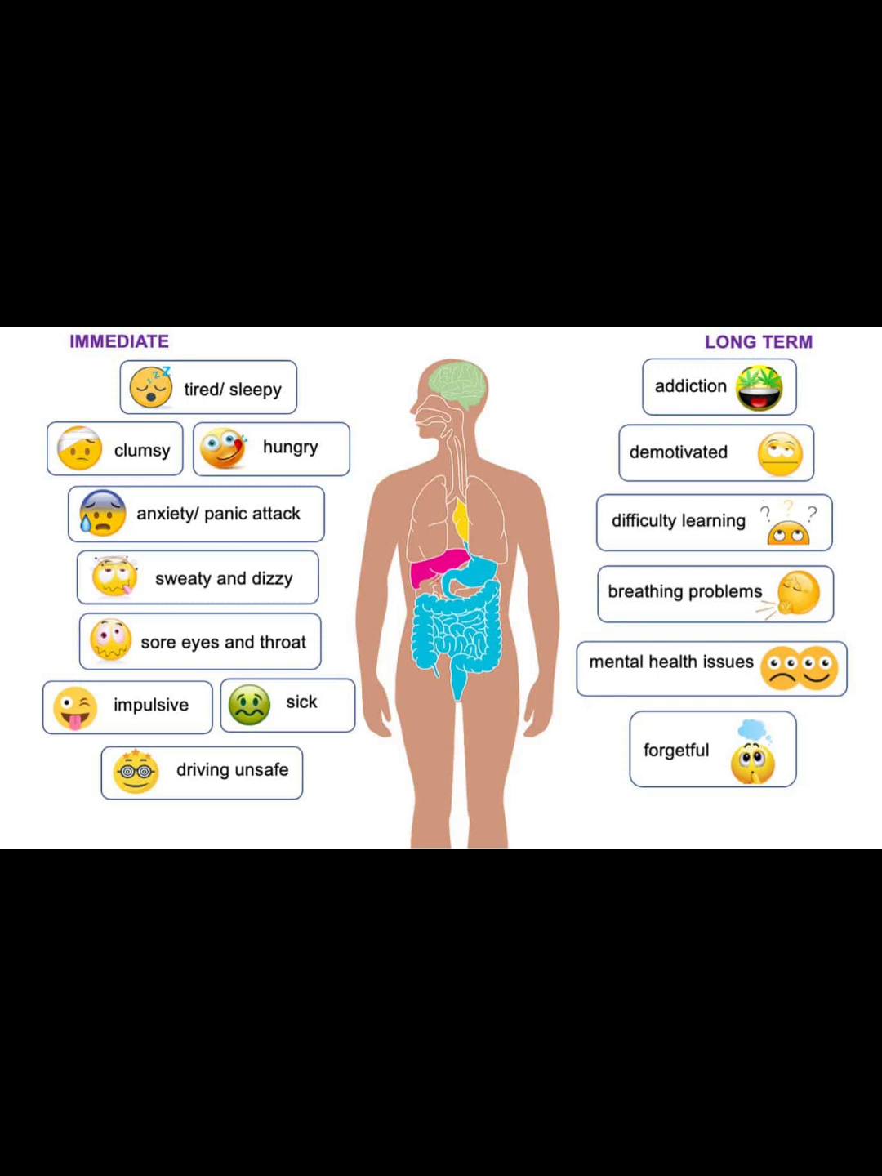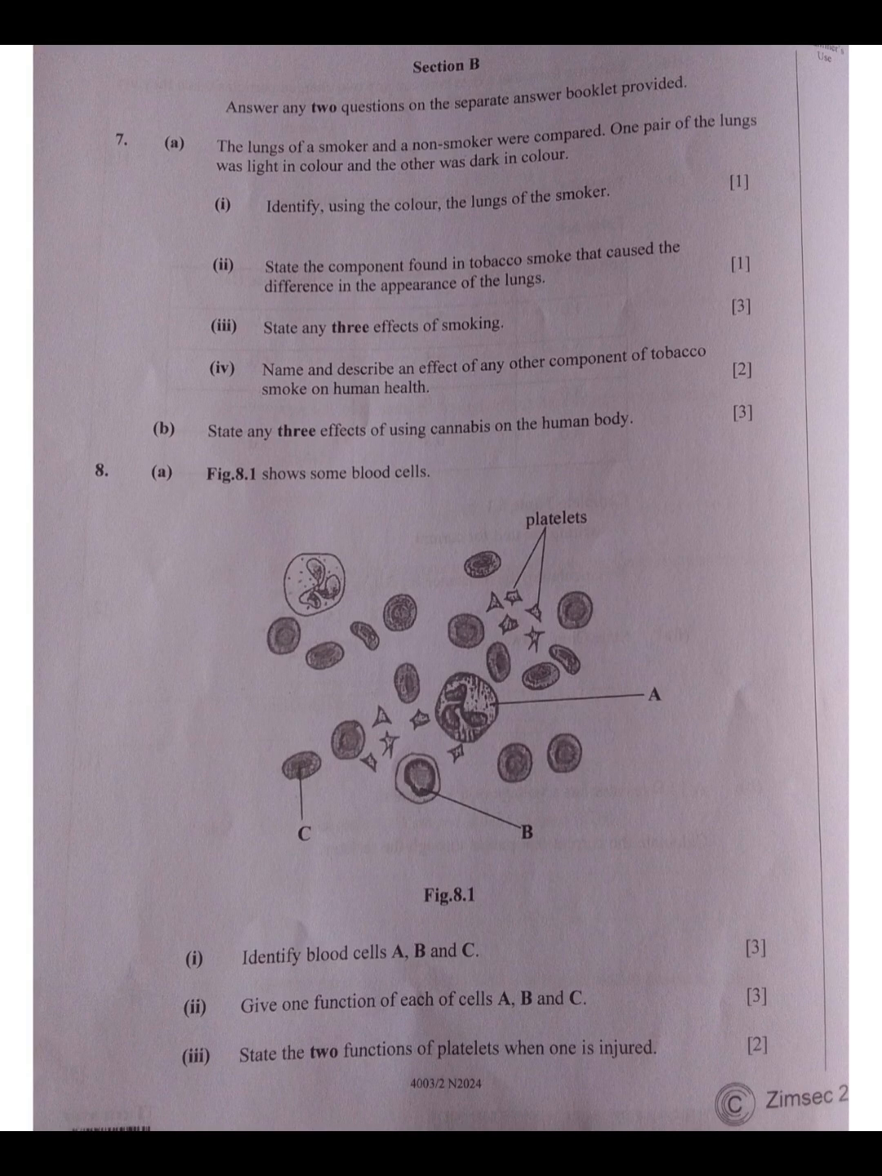So that was all about number 7. That was in November 2024. We can now proceed to number 8. Number 8 was a question on the blood circulation system. It is reading, Fig 8.1 shows some blood cells. Identify blood cells A, B, and C.